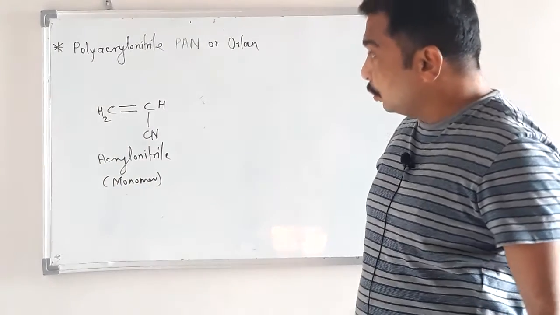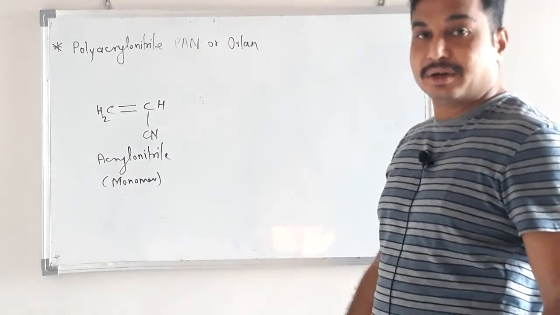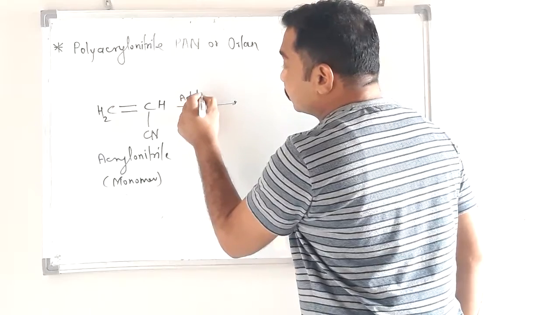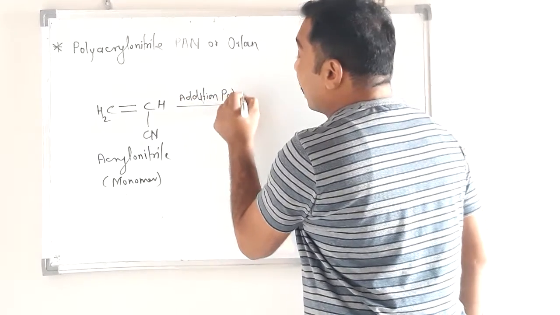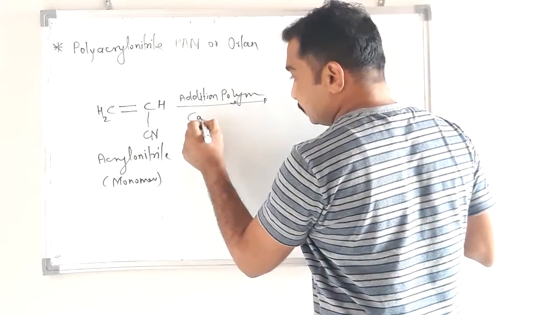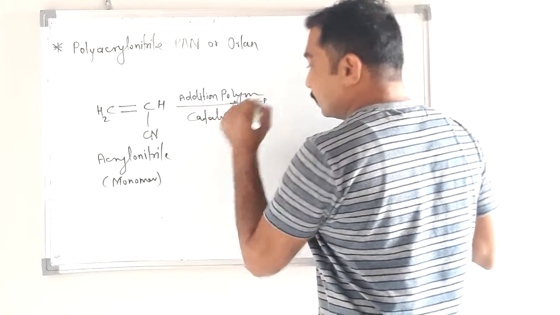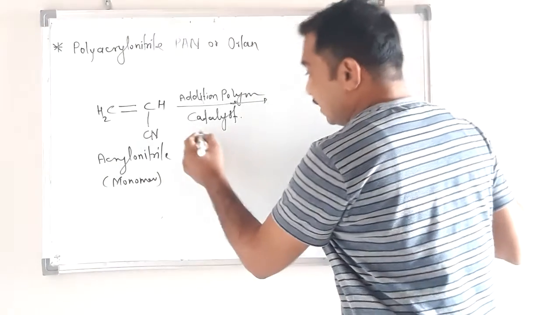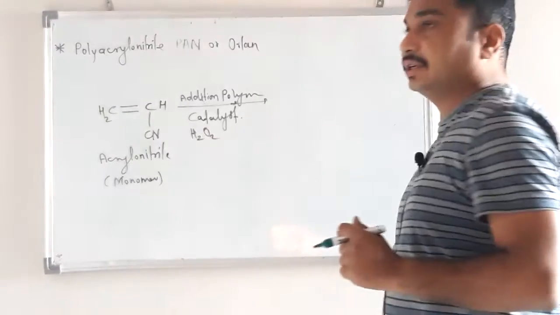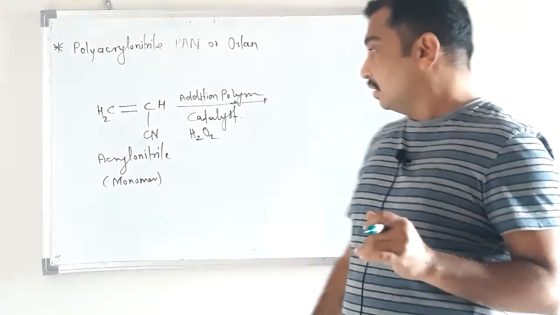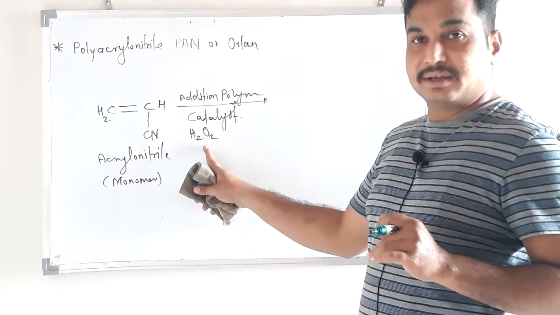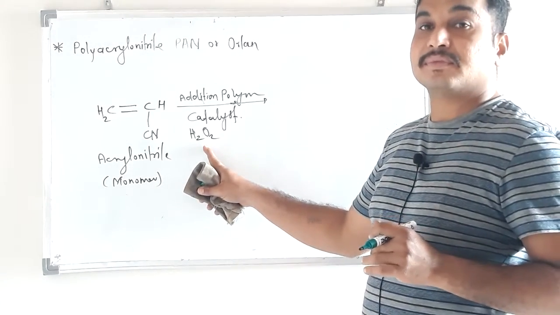Now, during the preparation of polyacrylonitrile, it undergoes addition polymerization in presence of a catalyst like hydrogen peroxide, because again it is a free radical mechanism. So that's why a free radical initiator is taken as a catalyst.